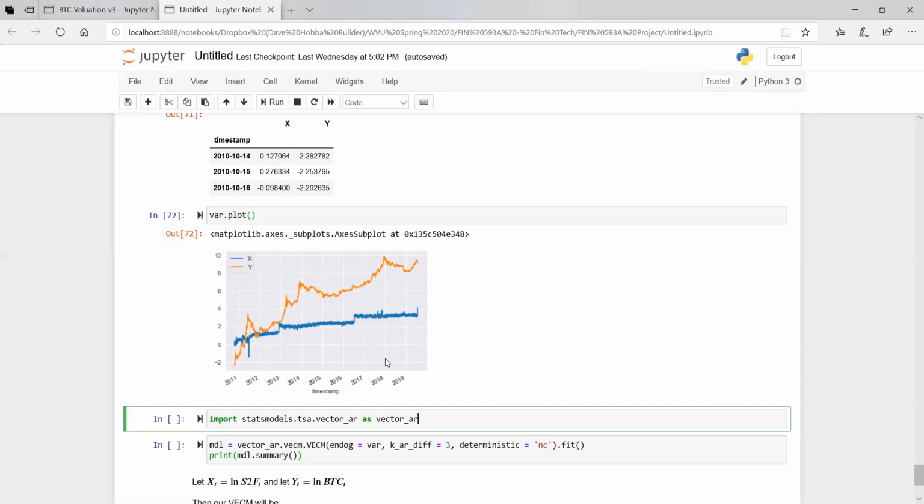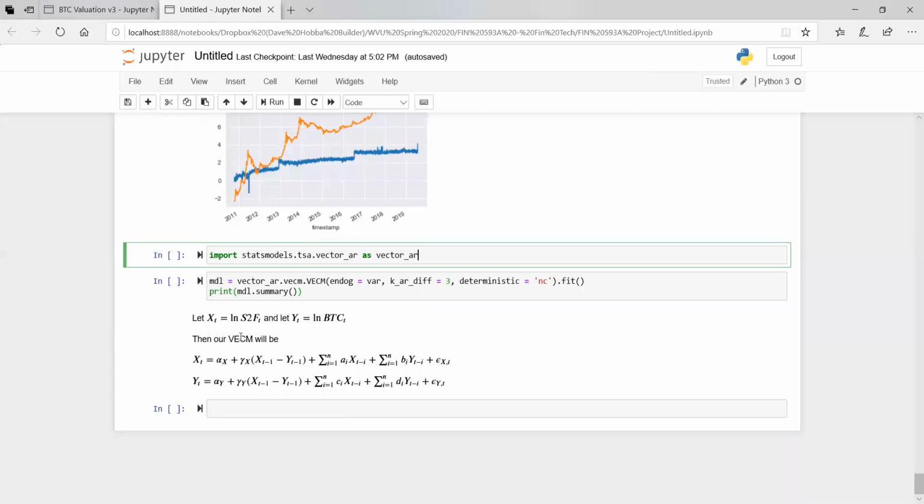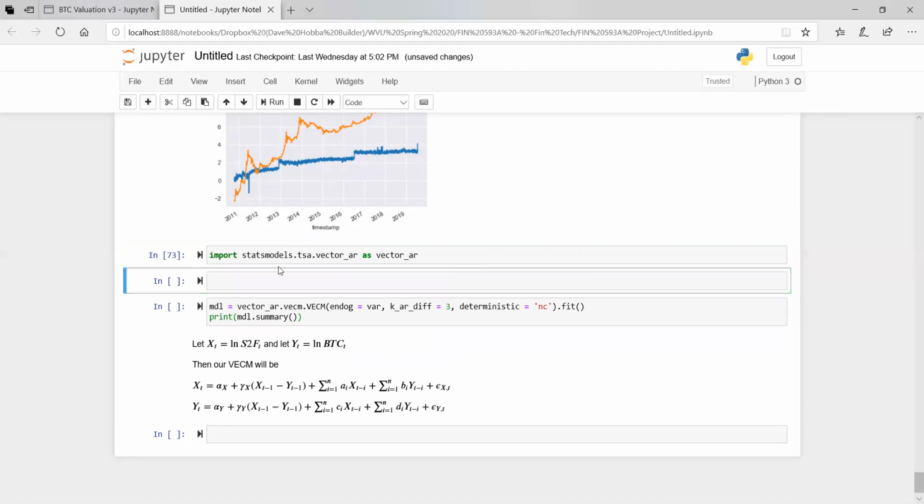So in order to estimate our VECM, or vector error correction model, we're going to import statsmodels.tsa, time series analysis. And in this, we're going to import VectorAR, vector autoregressive. So we're going to run this import. Now we've imported VectorAR. And on this, if we type in vector underscore AR and press tab, you can see all of the different packages or functions that you can use from that. So we're going to do a VECM model.